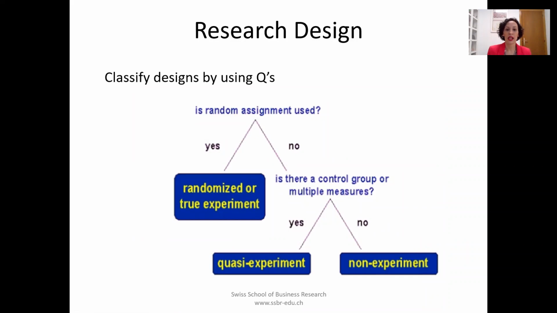Now, how can we classify a design in order to determine if we should be using one or the other? First, think of, is there a random assignment used? Is it going to be something more random, or is it going to be something based on a control group or with multiple control groups or multiple measures? The answer to these two questions will help us classify whether we are going to be using a randomized experimental design, quasi-experimental design, or non-experimental design.